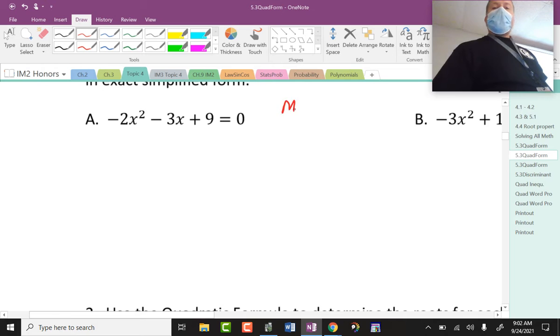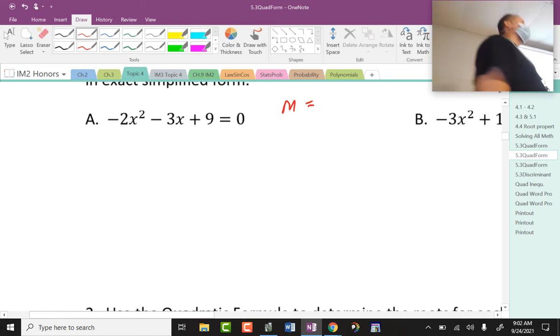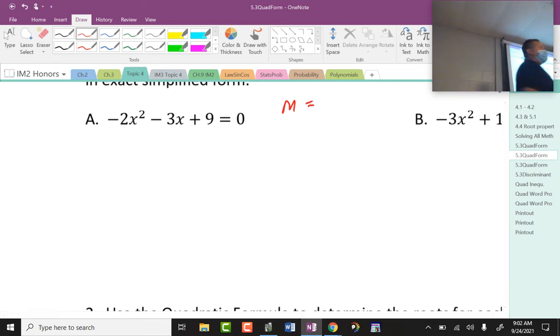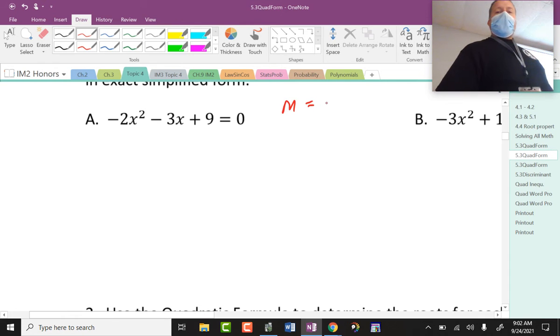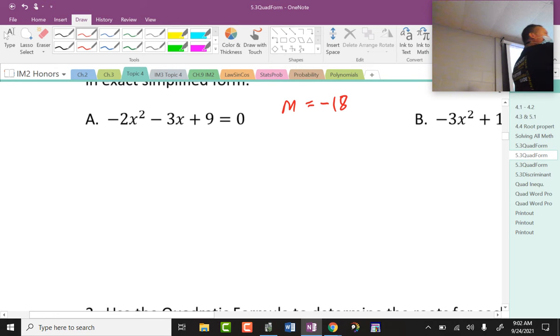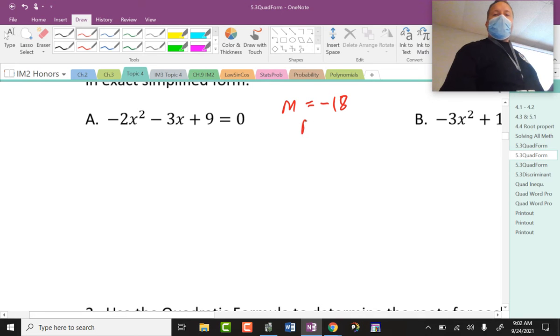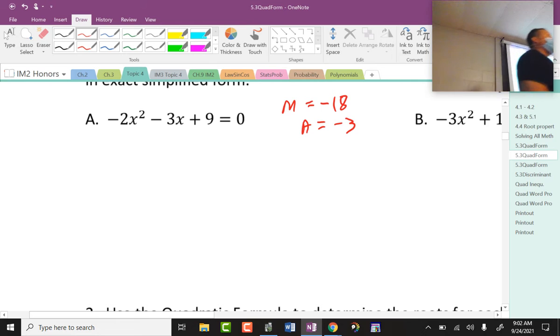Why do I know it's factorable? Well, A, I did this first hour. I was surprised. But B, it's a simple MA. MA is negative 2 times 9. I really don't like having a negative leading coefficient. Probably what I would have done is multiply both sides by negative 1 to factor. I just like that. But do we have a set of numbers that multiply to negative 18 and add to negative 3? Yes or no?